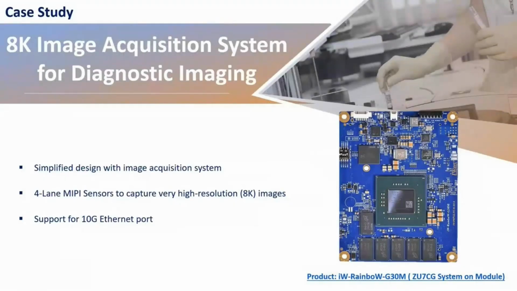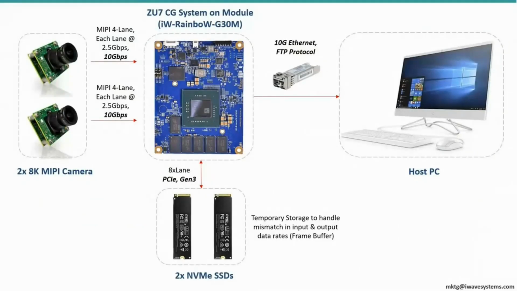Now talking about a few case studies. The first one being the requirement from a customer for an 8K image acquisition system, where they wanted to upgrade from a 4K image acquisition to an 8K image acquisition system. As you can see in the architecture, there was a requirement for two 8K cameras to be interfaced to our system on module, and the requirement for a temporary storage to handle the mismatch in the input and output data frame, where the NVMe SSDs acted as a frame buffer.